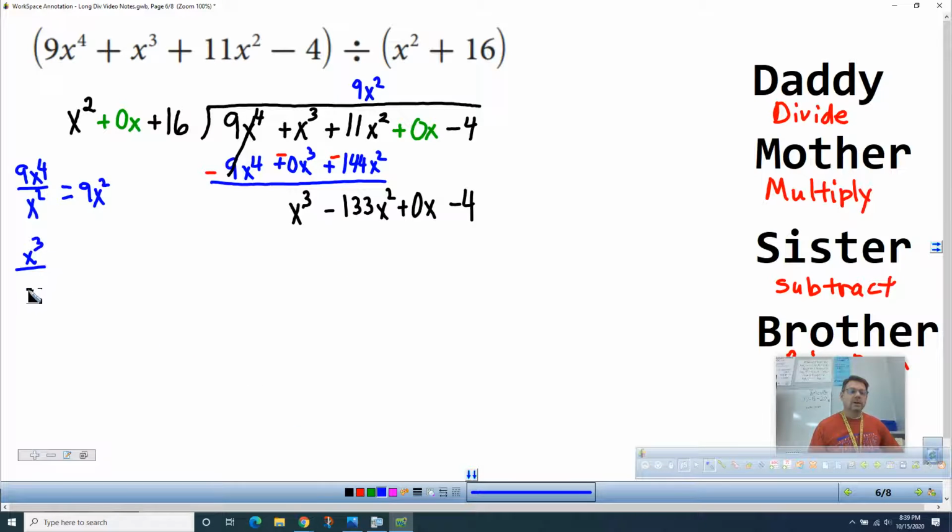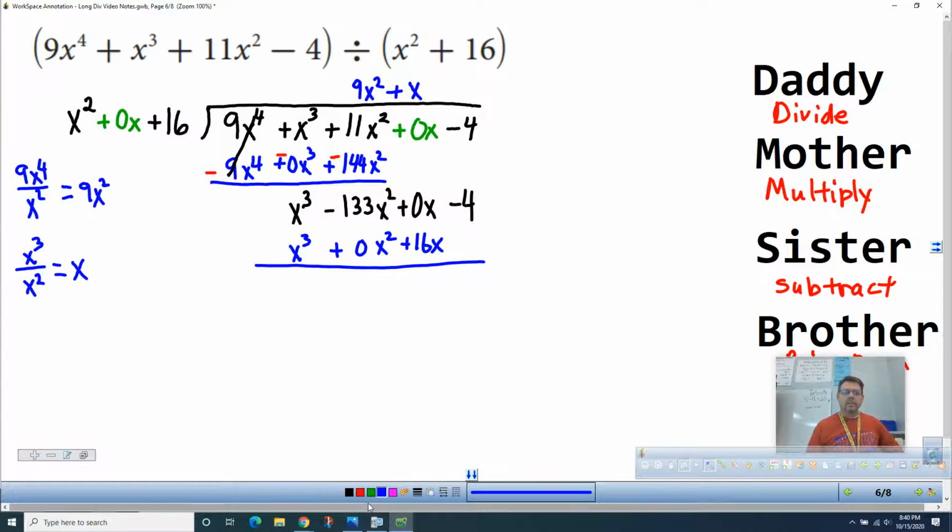X cubed divided by x squared leaves me with x. So let's put a nice x up here. Multiply all that by x, so you're going to get yourself a nice x cubed, 0x squared, and then plus 16x. Get real good, you can skip some of the zero stuff, but now here's our subtraction. Okay, so these guys cancel. And that brings me to negative 133x squared minus 16x minus 4.